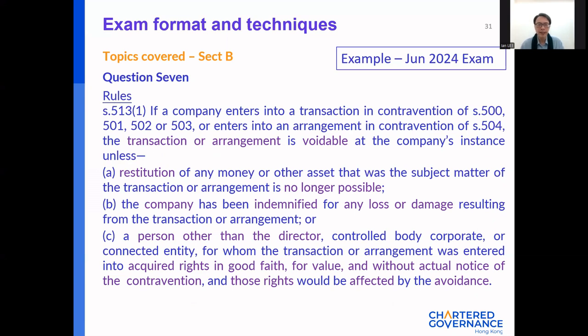for whom the transaction was entered into acquired the rights in good faith, for full value, and without actual notice of the contravention, those rights will not be affected by the avoidance. It's very common under our law to protect the subsequent bona fide purchaser who was acting in good faith, who purchased the goods for value, meaning paid money for those goods, and without actual notice of the contravention. If someone falls into that category, then you want to protect them, since then the transaction cannot be cancelled.